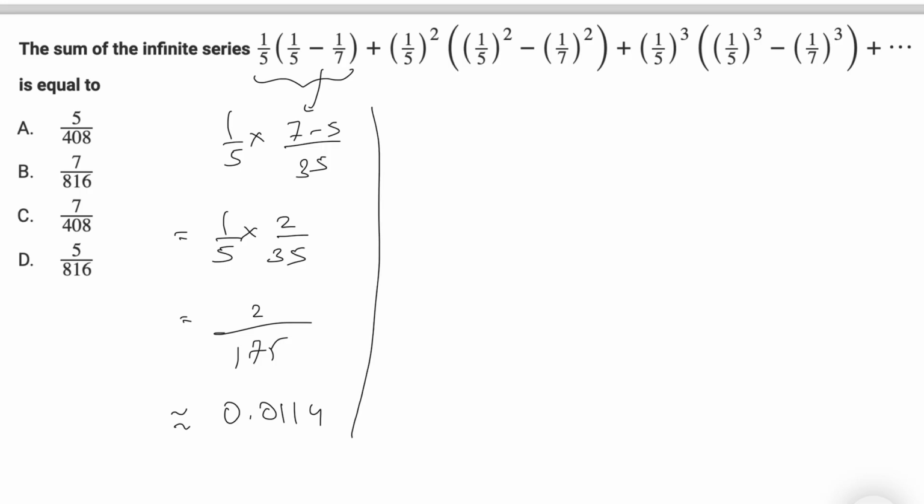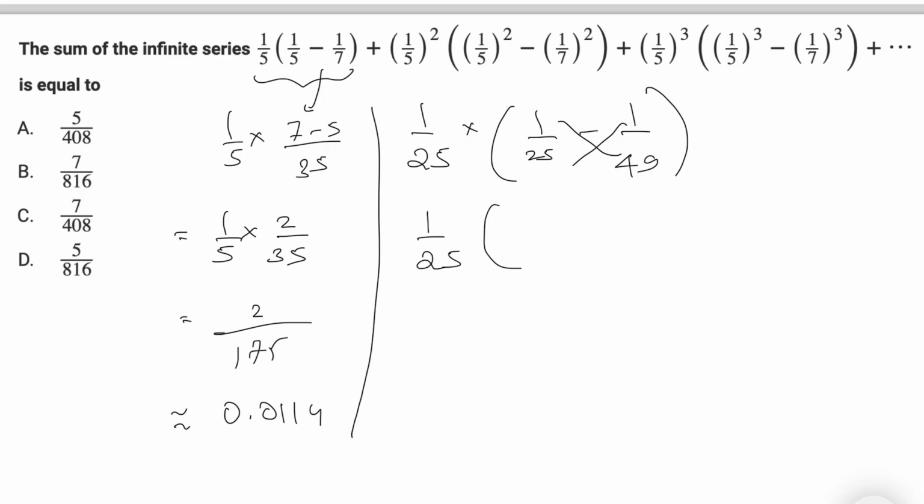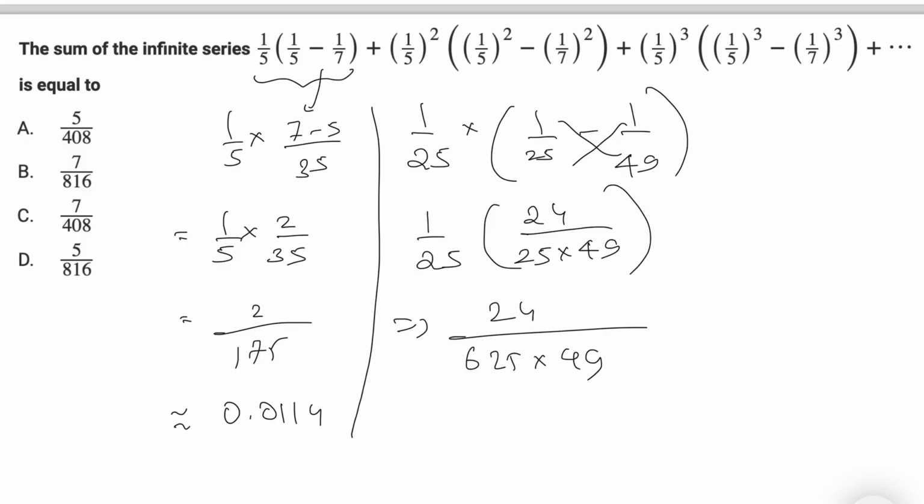Similarly guys, the second term will be 1 by 25 into 1 by 25 minus 1 by 49, 7 square, right? So again cross multiply. This will be 1 by 25 into 49 minus 25 would be 24 divided by 25 into 49, right? Here the approximate value is 24 divided by 625 divided by 49. This is 0.00078. Okay, and similarly if you check, the next term would be even further decreased in value, right?